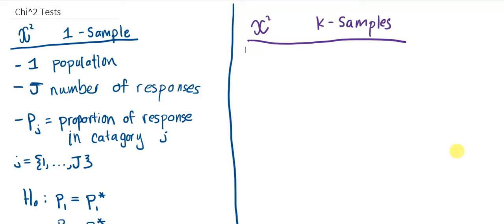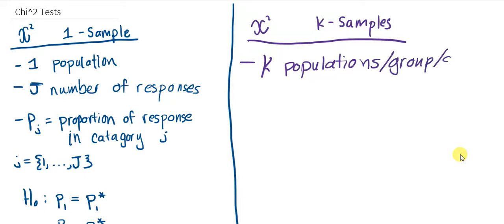Hi everyone, this is a chi-square video for k samples instead of one sample. For this video, we are assuming k different populations, or you could think of them as groups or samples, but they're k distinct groups, and you still have J number of responses.